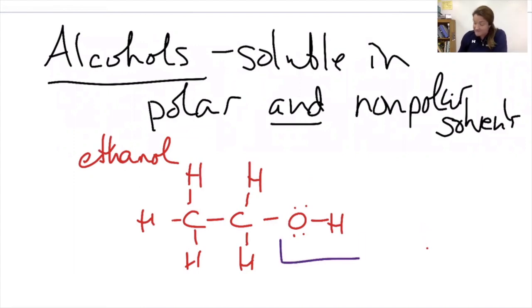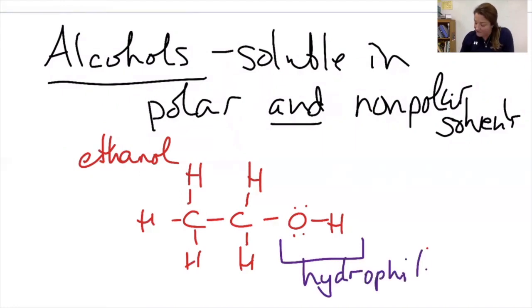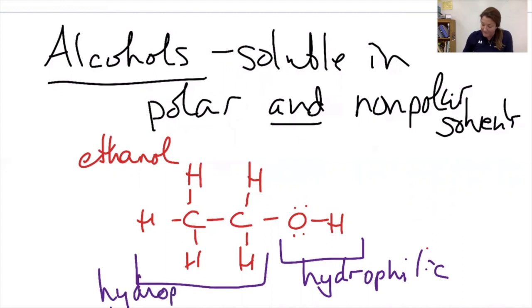We would say this part here is a polar region, and being able to hydrogen bond, it is hydrophilic. It loves water, it mixes with water really well. This part of the ethanol is hydrophobic. So I can use alcohol to mix with a polar compound, and it'll interact with that end, and a nonpolar compound, which will interact with that end.